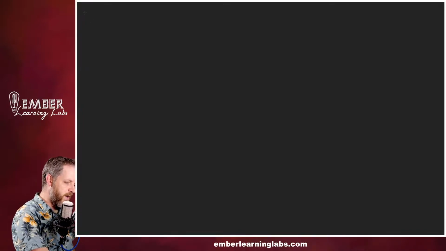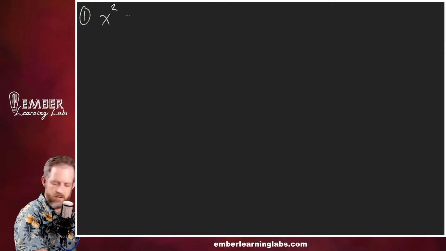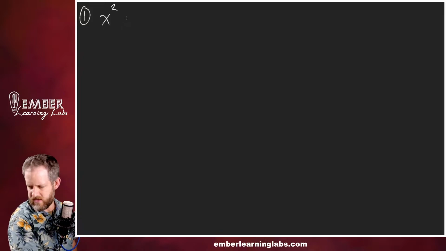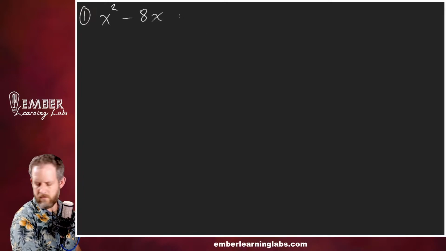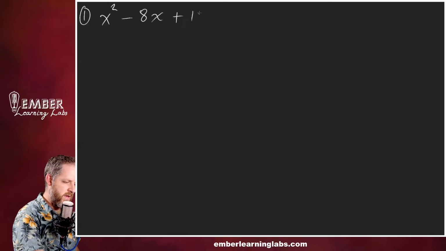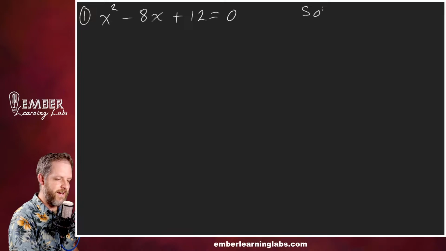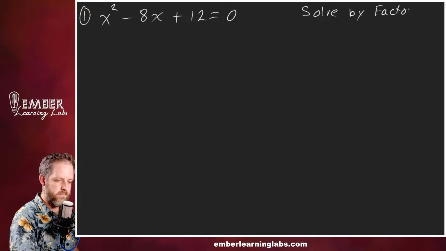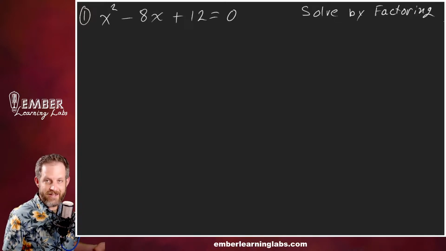So example number 1 is going to be x squared minus 8x plus 12 equals 0. And the instructions say solve by factoring. I know, it's a shock. Solve by factoring. So the first step is to factor.